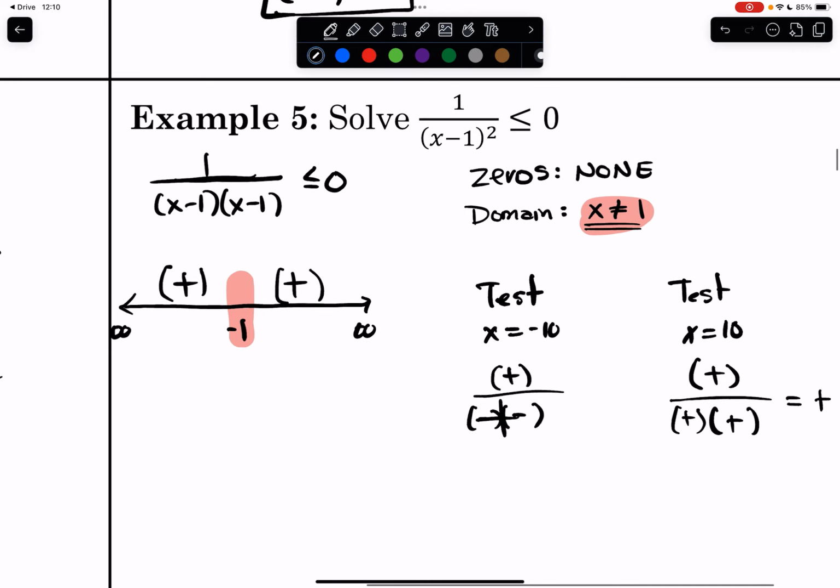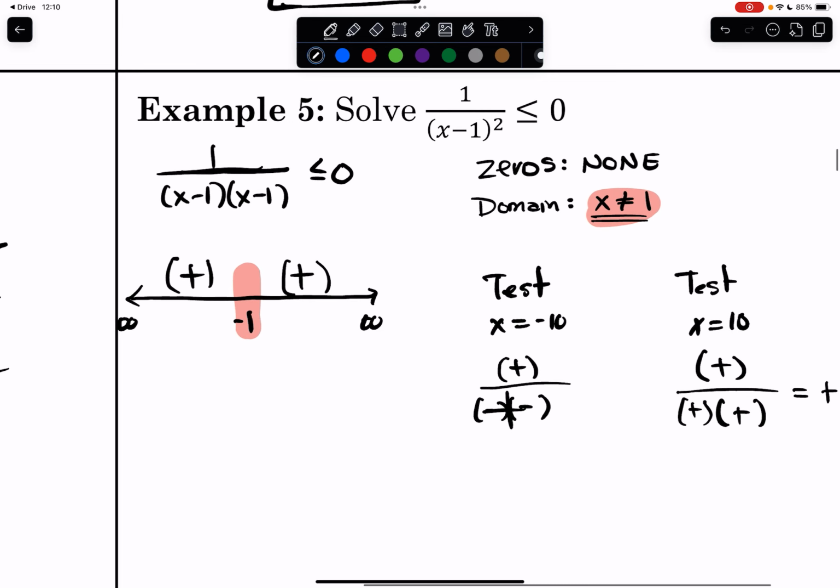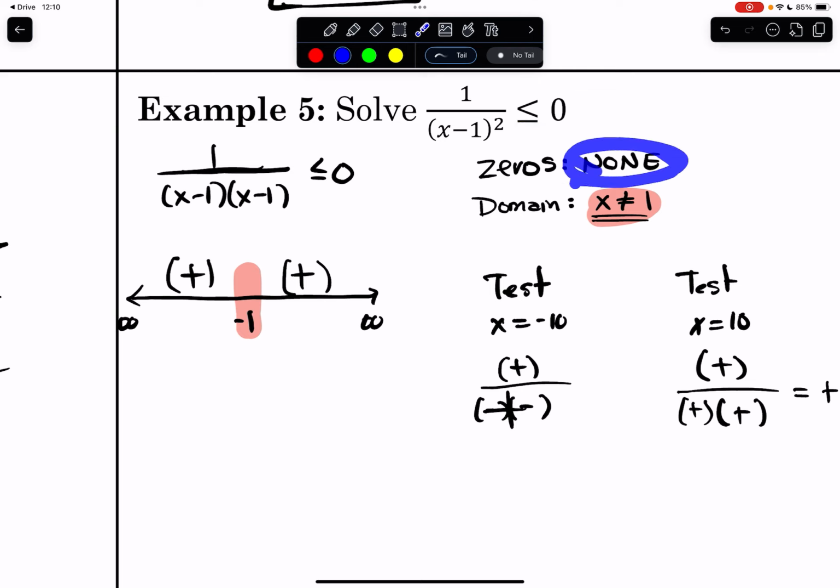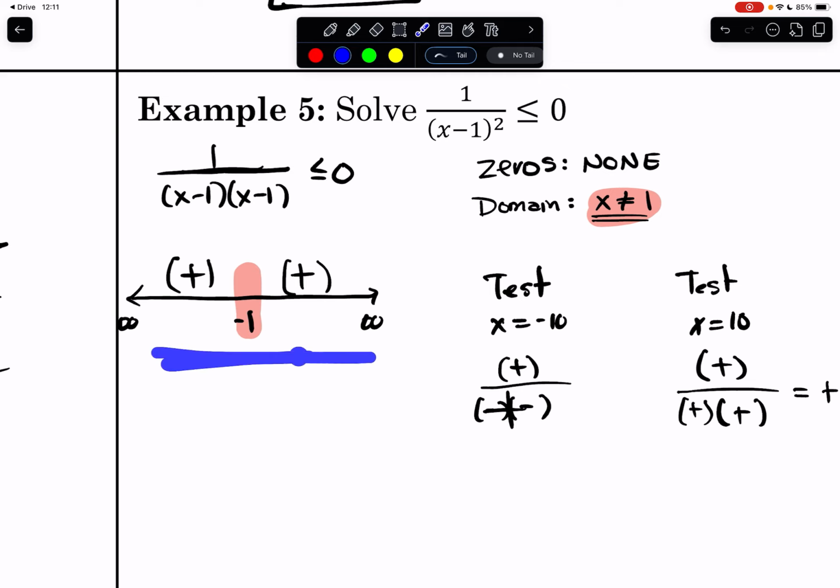So when is this thing going to be less than 0? Never. It is never less than 0. When is it going to be equal to 0? Never. There are no zeros, okay? So it's never going to equal 0, so this has no solution.